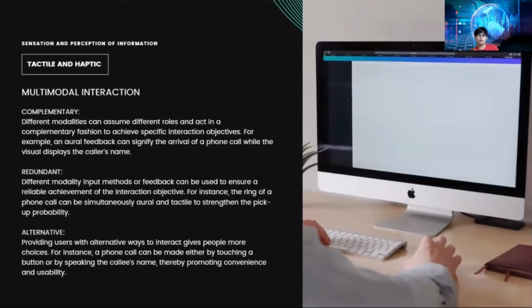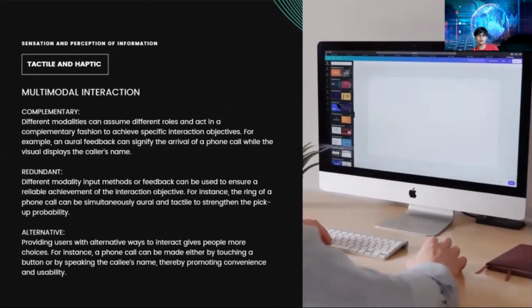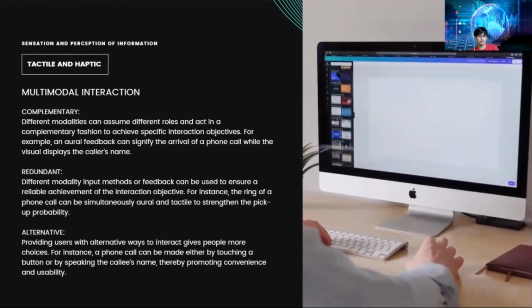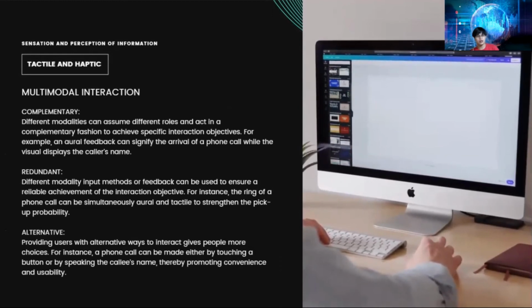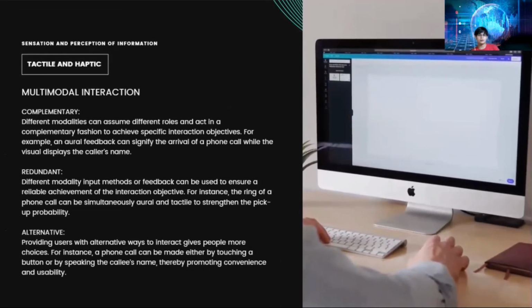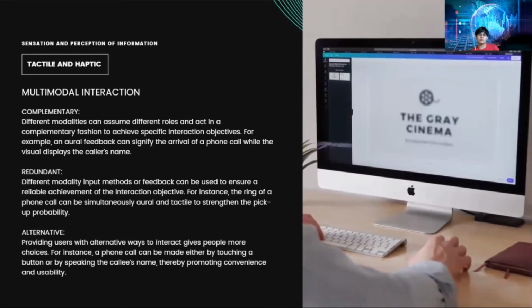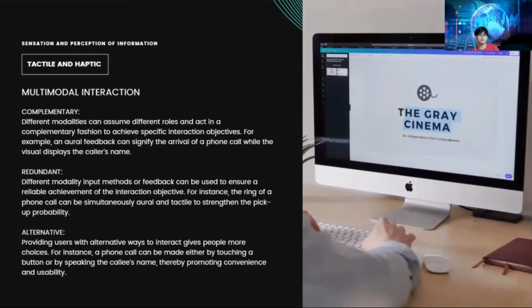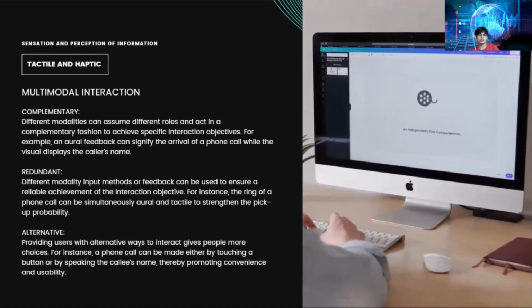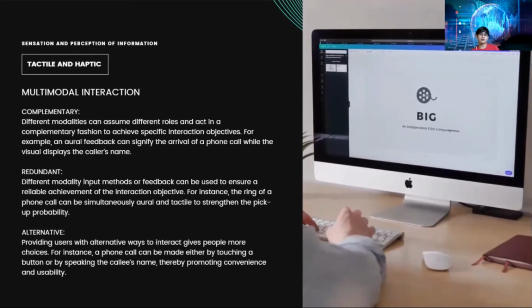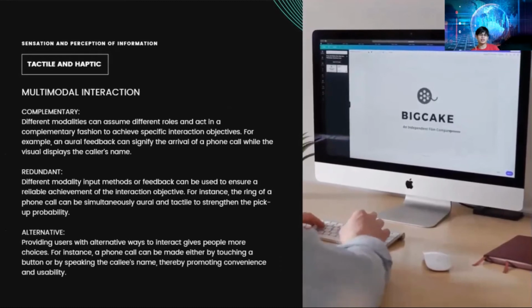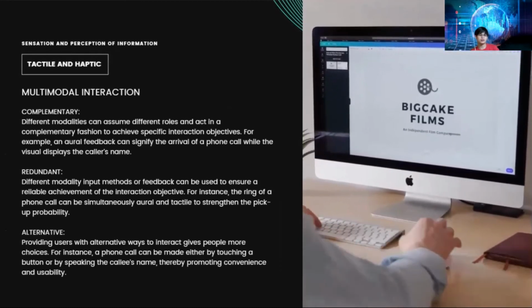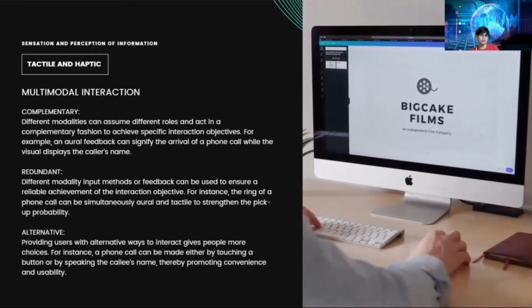So in a multimodal interaction, there are its properties. First is the complementary. In the complementary, different modalities can assume different roles and act in a complementary fashion to achieve specific interaction objectives. Okay, so for example, an oral feedback can signify the arrival of a phone call, while the visual displays the caller's name.